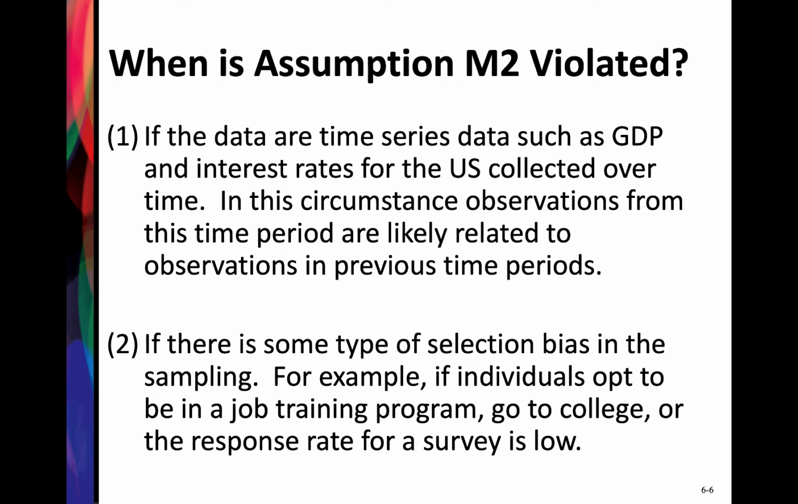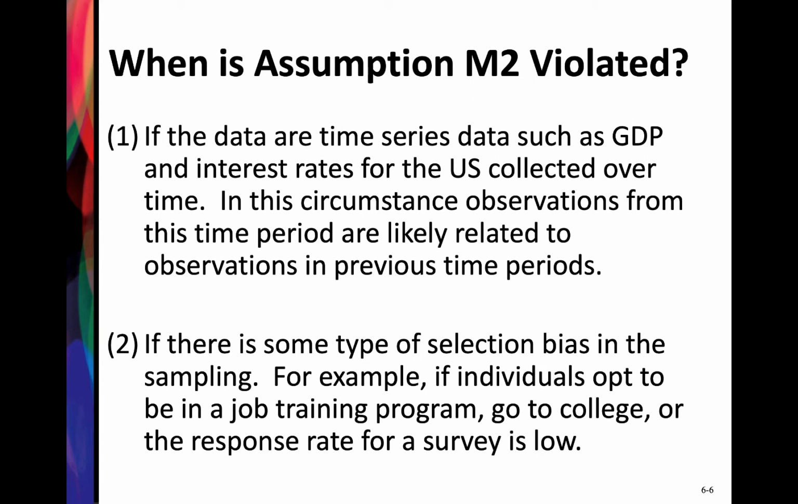Well, under 2 circumstances. Obviously, if they're not collected using simple random sampling, that's when it's violated. Here are 2 examples. First of all, time series data are not collected through random samples because in time series, we have the same variable over time, and therefore it's not a random sample. So in this case, if you're doing time series data, assumption M2 will be violated.